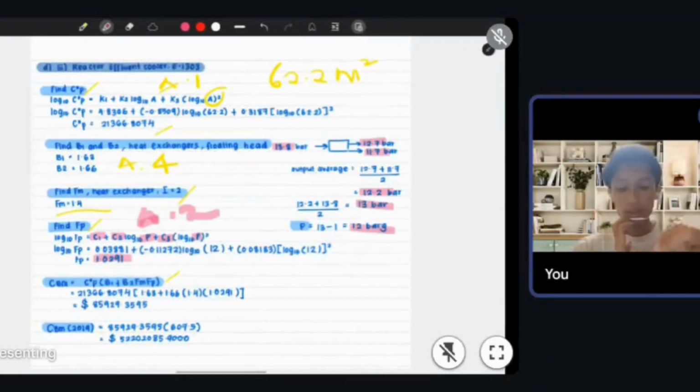After we get all the values, we can substitute into the CBM formula. So we calculate and we get the answer. Same as the previous question, we multiply by the CEPCI for 2019, 607.5, and we get the answer. Thank you, that's all for me.